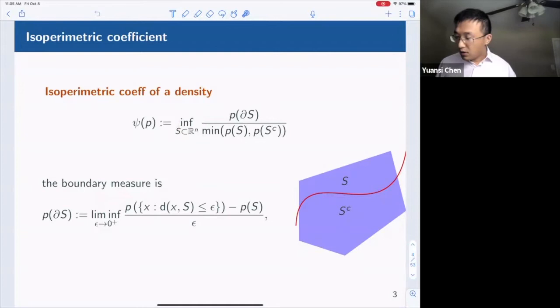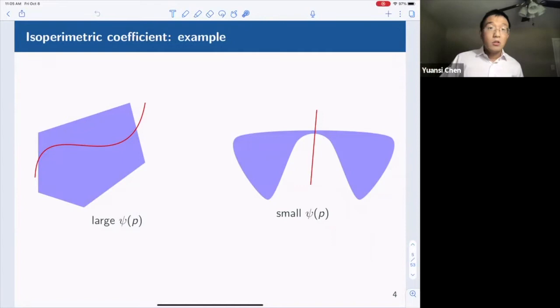The isoperimetric coefficient characterizes whether the density has some kind of bottleneck. If the density is roundish, then it should have a large isoperimetric coefficient, because no matter how you partition it, your boundary measure is still quite large. But if your density has some kind of bottleneck, and you partition it this way, into S and S complement, then the boundary measure in the middle becomes very small.